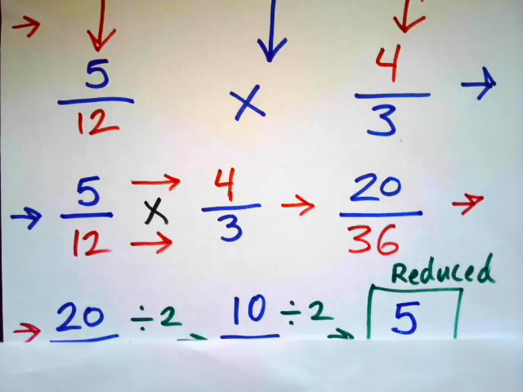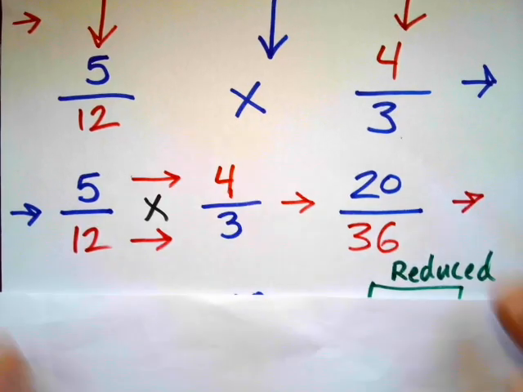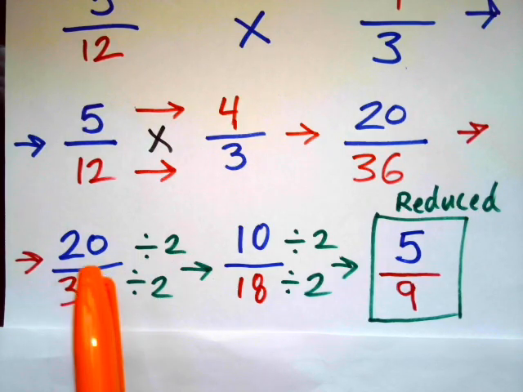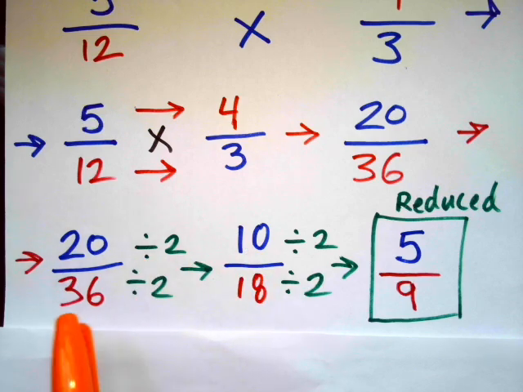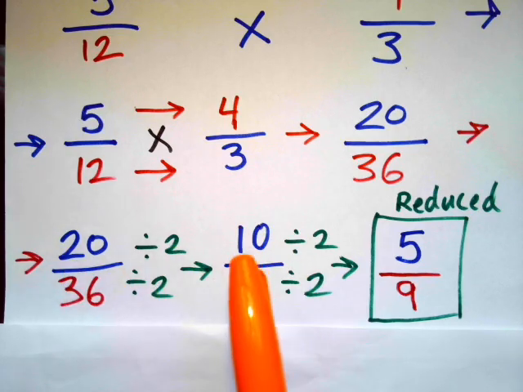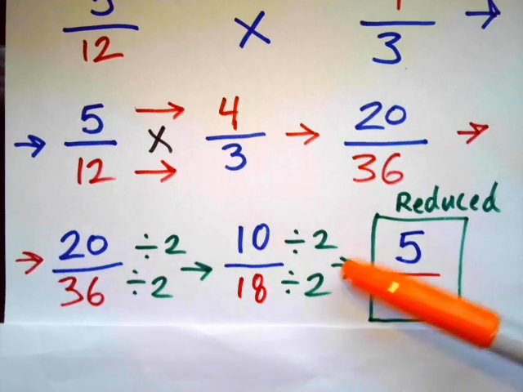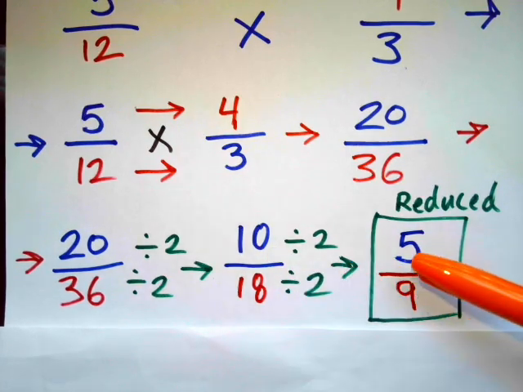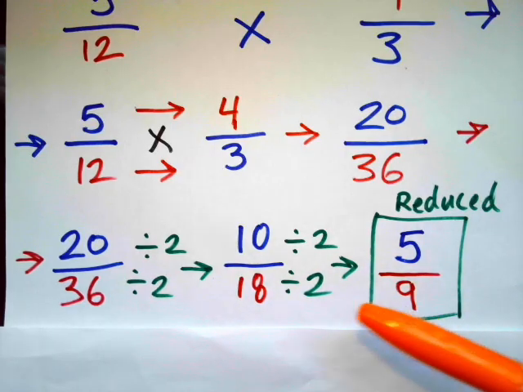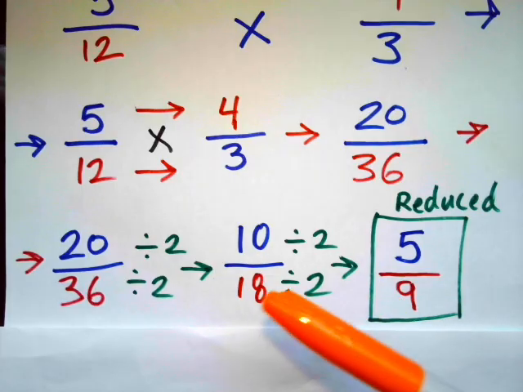Now I need to reduce this fraction by dividing the same value into top and bottom. So 20 over 36 are even numbers. The smallest even number I'll start with is 2. 20 divided by 2 is 10. 36 divided by 2 is 18. Why? Because 2 times 18 is 36, and 2 times 10 is 20. Now, both of these, 10 and 18, are even numbers. Again, I'll start with the 2. 10 divided by 2 is 5. Why? Because 2 times 5 is 10. 18 divided by 2 is 9. How do I know that? Because the inverse, 2 times 9, is 18.